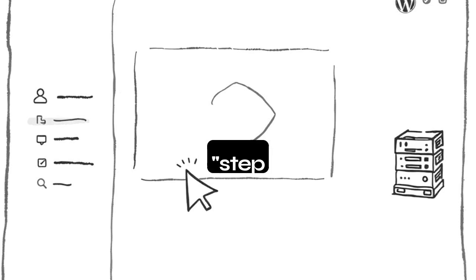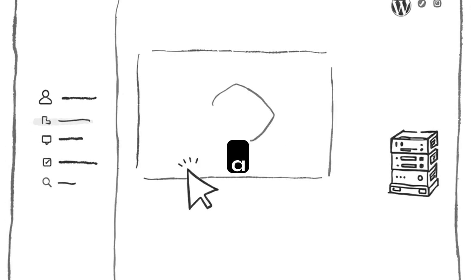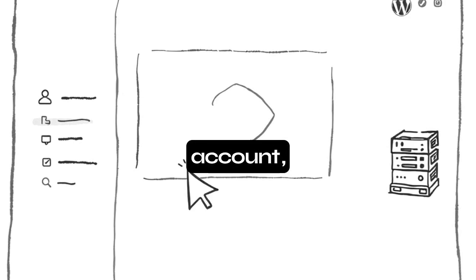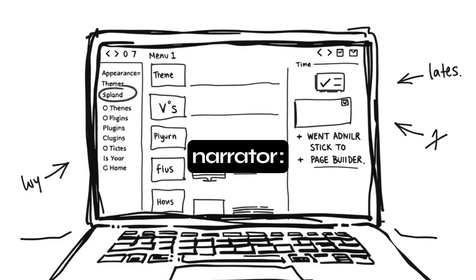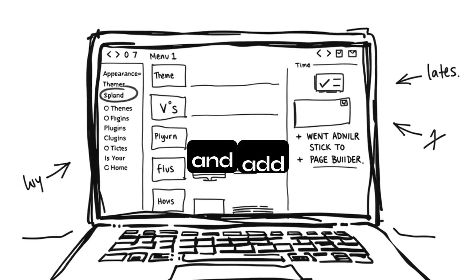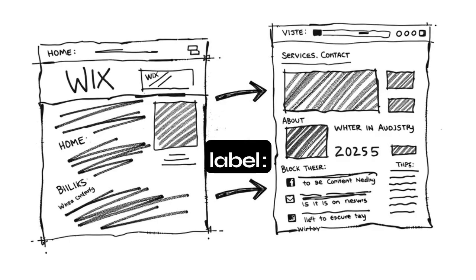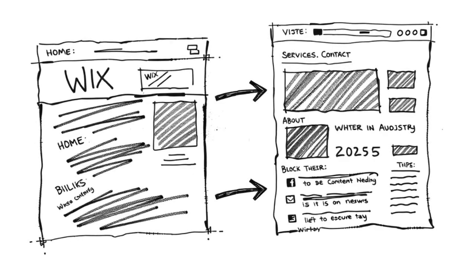Step 3, Hosting in WordPress. Choose a WordPress-friendly host, create an account, and use their one-click installer to set up WordPress. Log into your new WordPress dashboard, install a clean theme, and add a page builder plugin if you want drag and drop control.